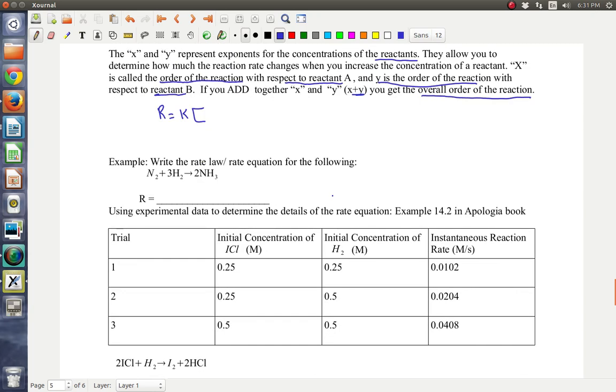All right, now we're going to write the general rate law equation, and then we're going to figure out the specific rate law equation for some, okay? This one says write the rate law equation, or the rate equation, for this. This would be k, the constant, times the concentration of the first reactant, nitrogen, to the x power, times the concentration of the second reactant, hydrogen, to the y power. And that is because the rate is determined by how much reactant you have, not how much product you have.